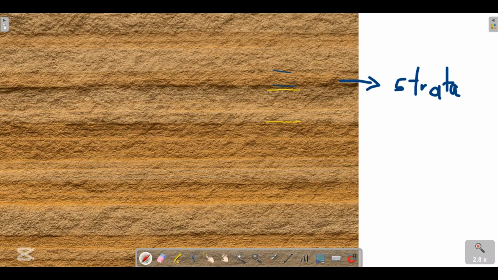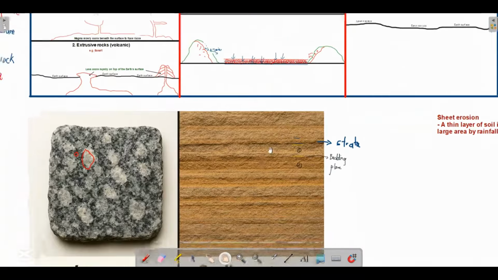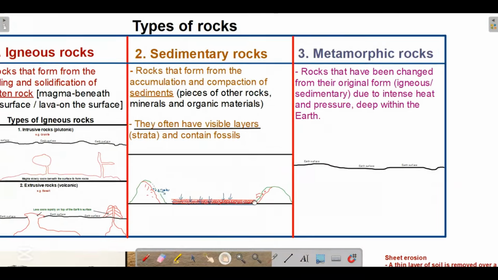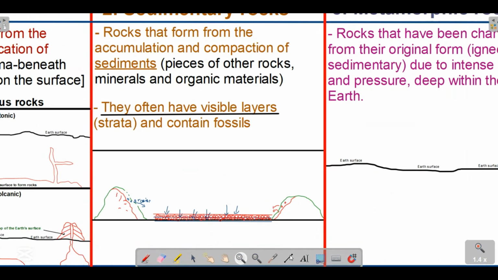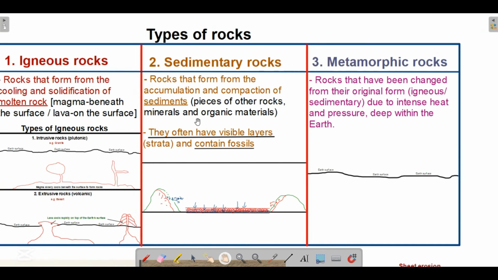And we also call the lines that divide them bedding planes. So the line that is between this layer and this layer, or between this strata and that strata, this line over here, we call that the bedding plane. So you can clearly tell that this is a sedimentary rock. Sedimentary rocks are also very useful because they contain fossils. They are able to conserve fossils because these do not eventually melt and become magma and hence destroy the fossils that are within them.